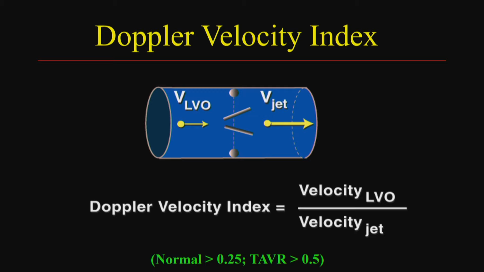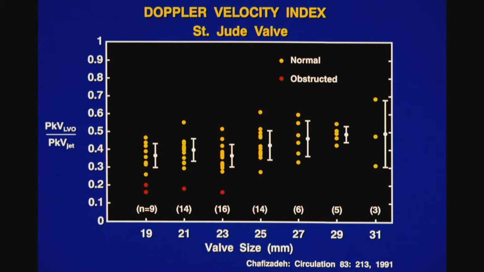Most of the time, you will see it somewhere in the 0.4 range or so for normality. And in TAVR, because the flow profile is so much better in these valves, it is close to 1. Actually, the vast majority is above 0.5, even 0.75.